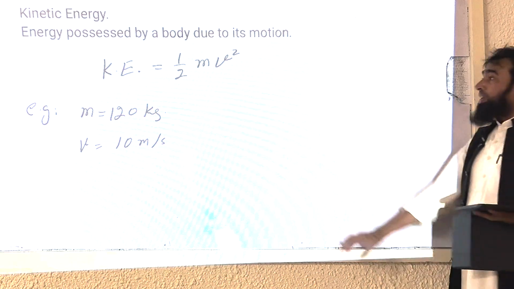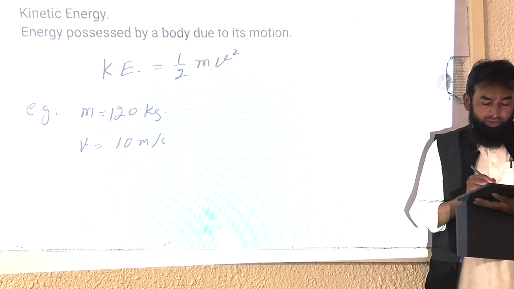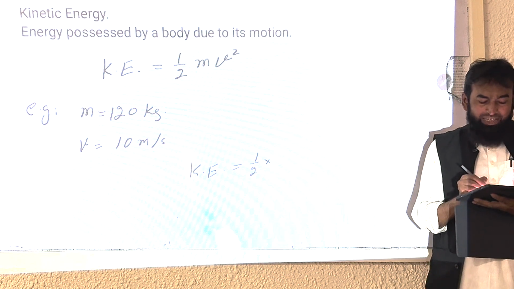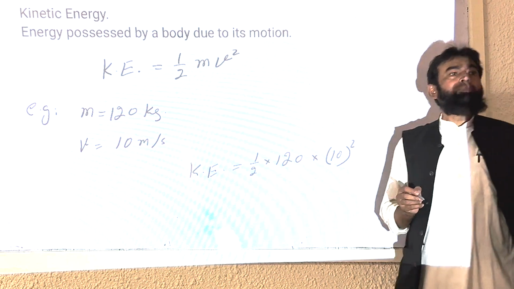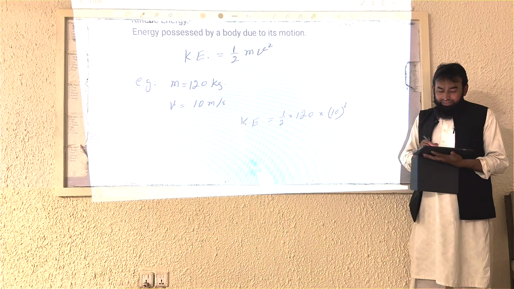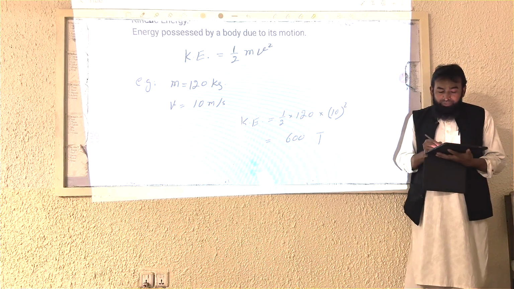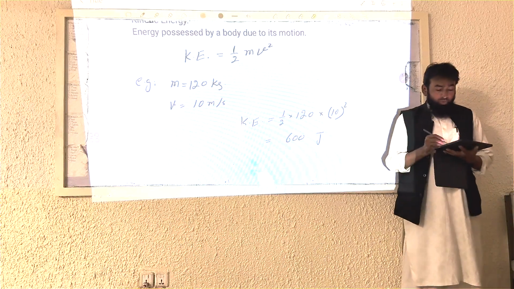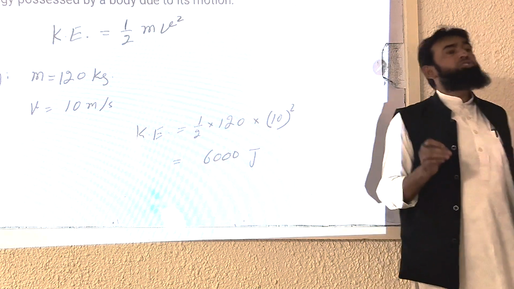Now to find out the kinetic energy, what are we going to do? We are going to apply the values. KE is equal to 1 over 2, the mass 120 into 10 square. How much did you calculate? 6,000. After simplifying this, you got 6,000. What is the unit for energy? Joule. Keep in your mind that the unit for energy is joule. It is 6,000 joule.